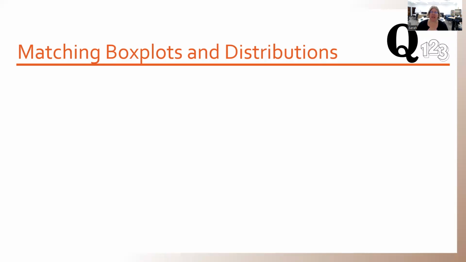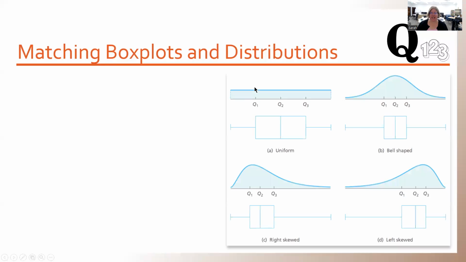Right, in chapter 1, we looked at how to describe histograms. So we looked at whether they were uniform, symmetric, or skewed. We're going to do the same thing with box plots. And the way I'm going to introduce this is we're going to pair up the histogram with the box plot and see how we can compare them.